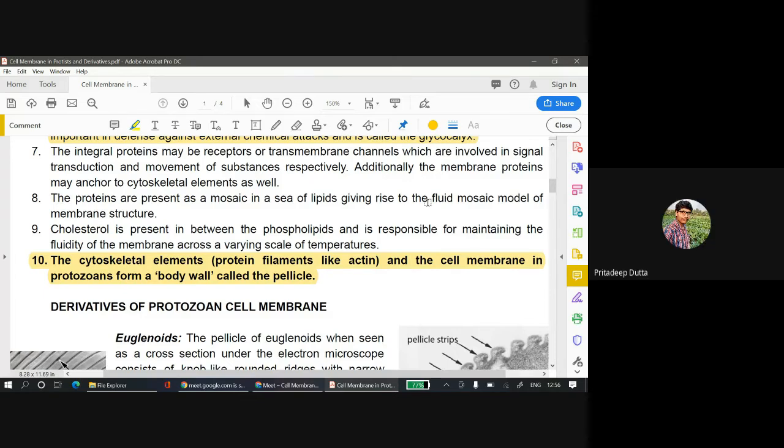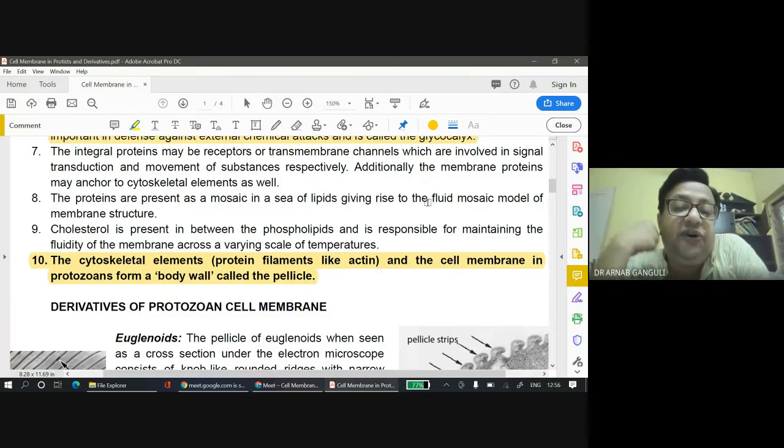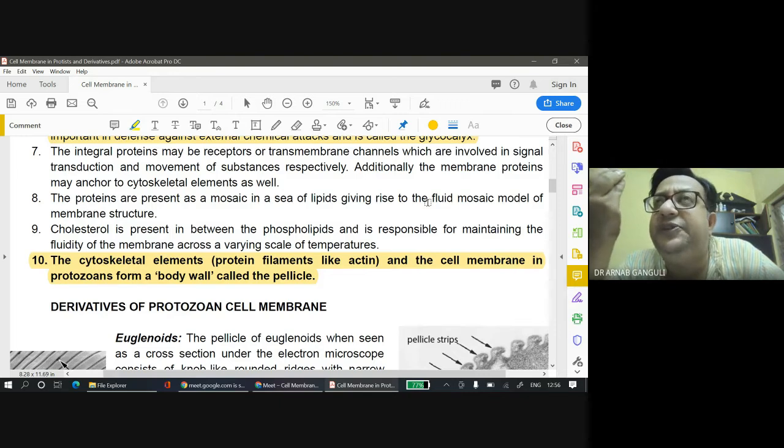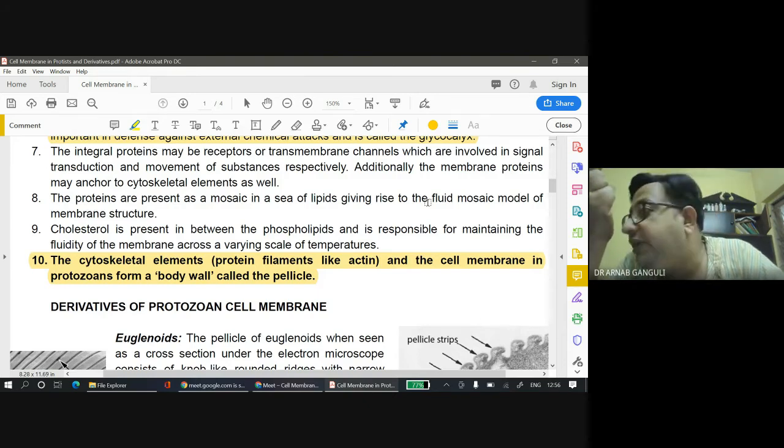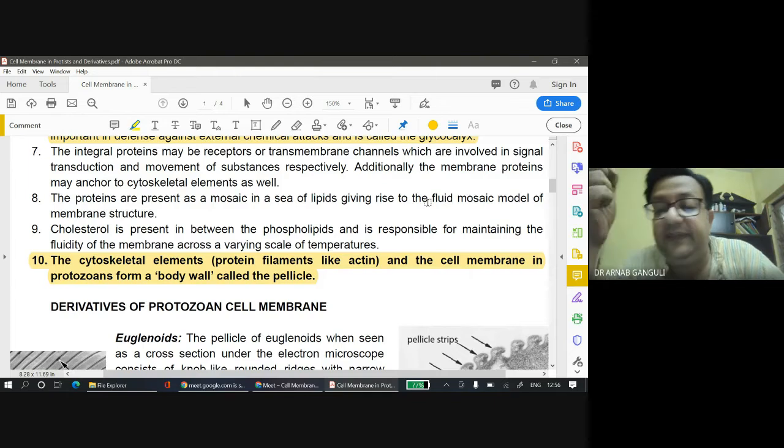So they form cytoskeletal elements, that is the microtubules which you see, actin, myosin, all these cytoskeletal elements you will find inside the cell cytoplasm. Together with the cell membrane which we have studied, they form a body wall known as the pellicle. And now we will be discussing certain derivatives found in the protozoan kingdom.